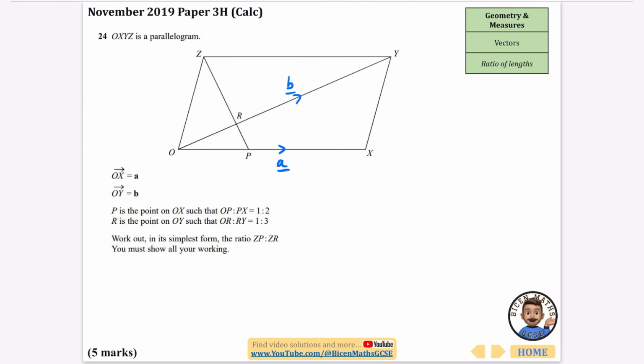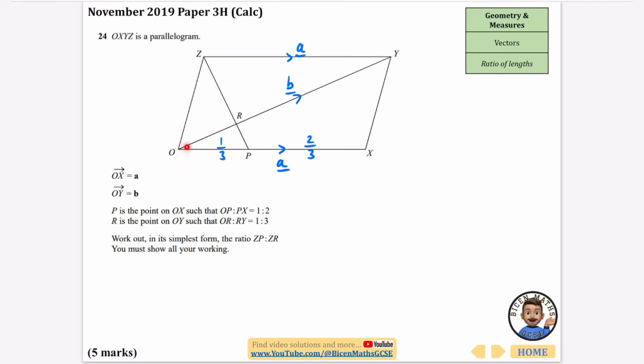That's also telling me some other things that I know here. I know that this is going to be A because it's a parallelogram, so opposite sides are parallel and equal. So I could label that on the diagram now. And it says P is the point on OX such that OP to PX is 1 to 2. So that means that this is 1/3 and this is 2/3, ratio of 1 to 2.